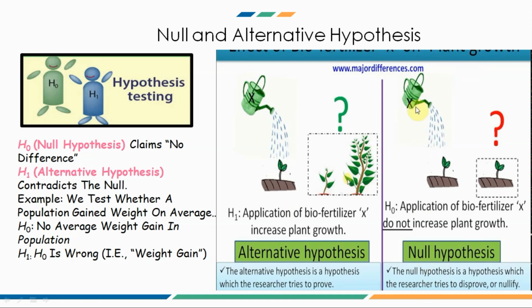From this diagram, the application of biofertilizer X does not increase plant growth. See here, there is no change between these two plants. So it means no difference, and that is nothing but the null hypothesis. But see, from this alternative hypothesis, there is a slight difference between these two plants. So application of biofertilizer X increases plant growth. So there is a difference, and that is the alternative hypothesis.